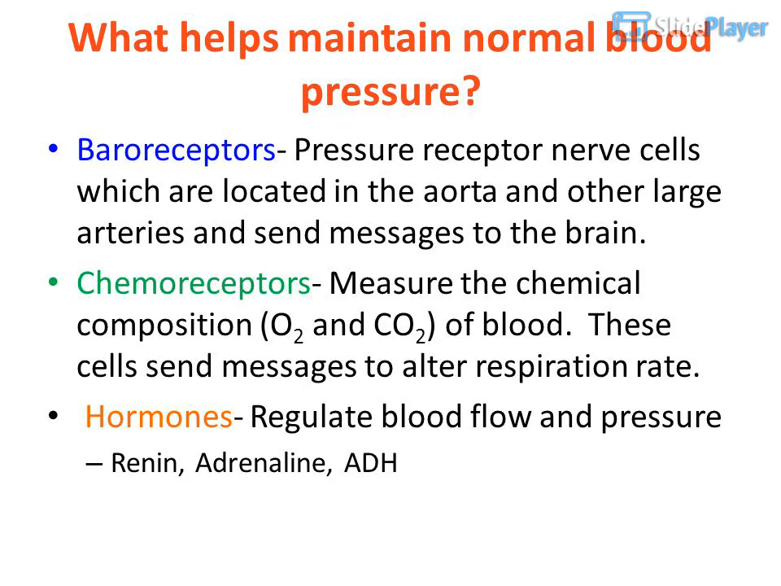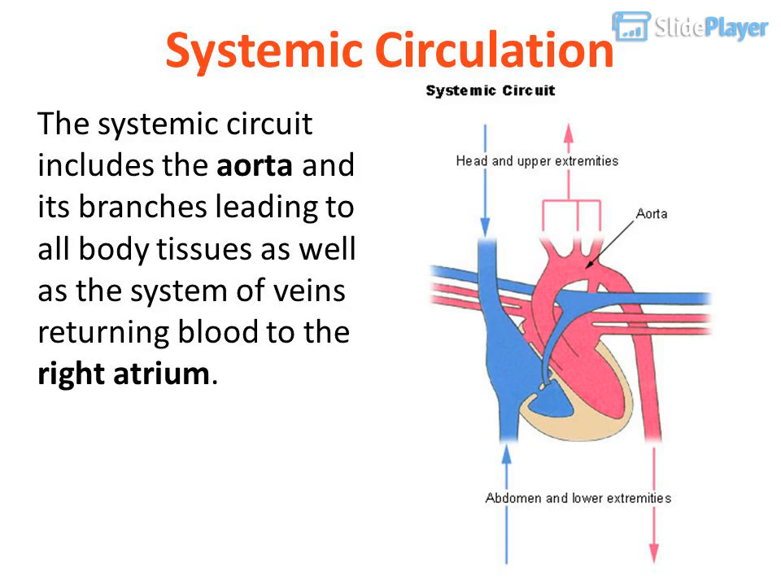What helps maintain normal blood pressure? Baroreceptors, pressure receptor nerve cells which are located in the aorta and other large arteries, send messages to the brain. Chemoreceptors measure the chemical composition, O2 and CO2, of blood. These cells send messages to alter respiration rate. Hormones regulate blood flow and pressure. Renin, adrenaline, ADH.